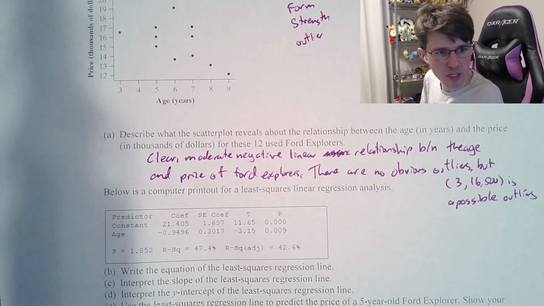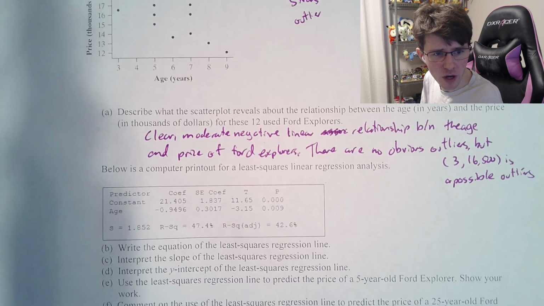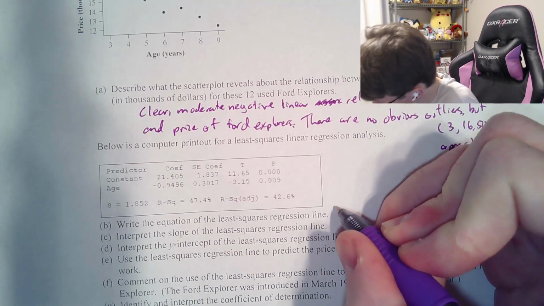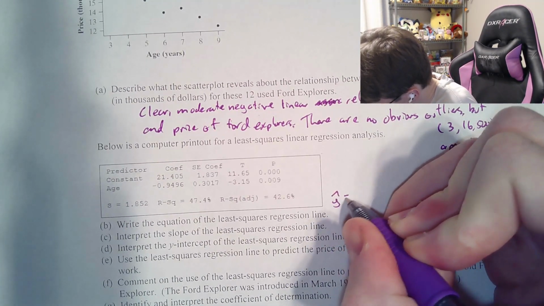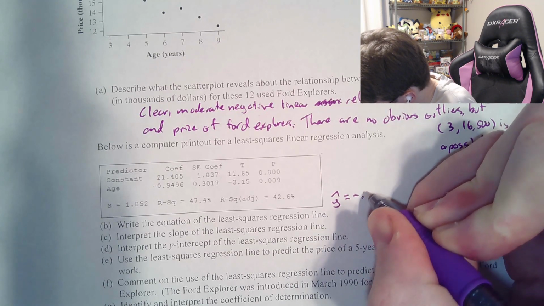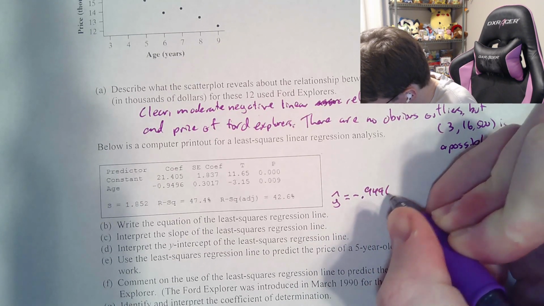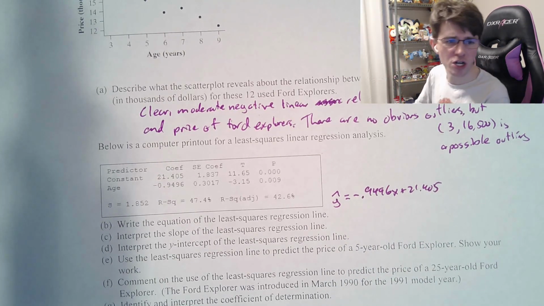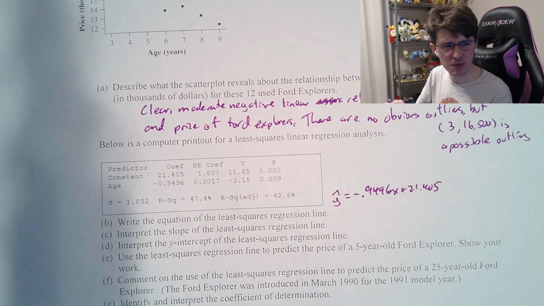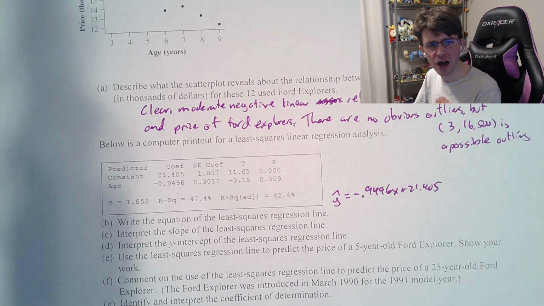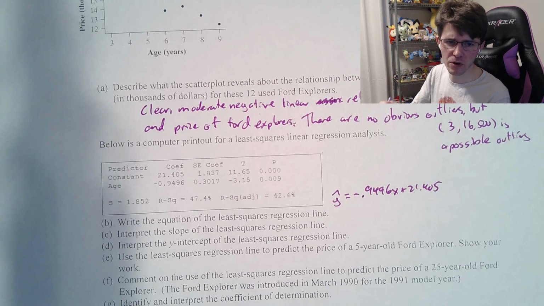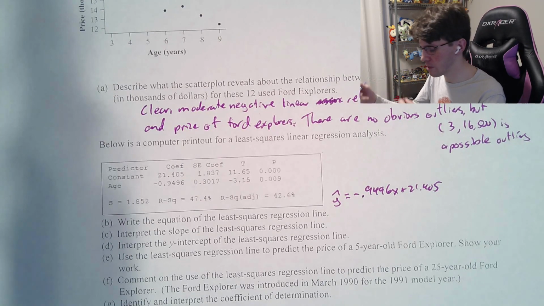Next thing up below is a computer printout for a least squares regression analysis. Write the equation of the least squares regression line. Just like we talked about before, we can do this pretty nice and easy. So y hat is equal to negative 0.9496x plus 21.405. And you could add in a sentence on the actual AP test about how y hat is the predicted price of the Ford Explorer after x years.